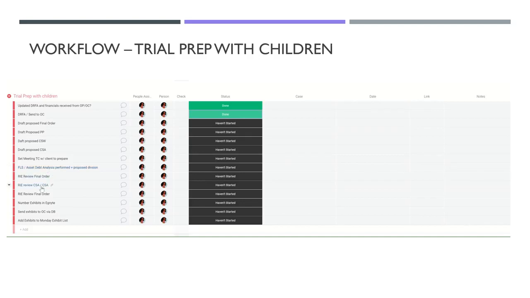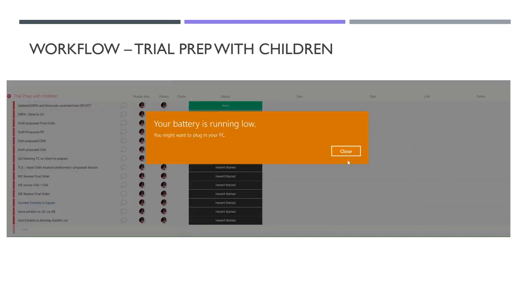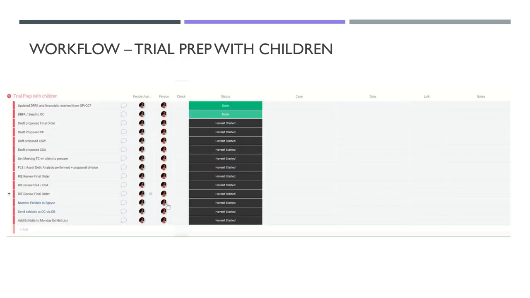Then I review the final order. I review the worksheets and the addendum. I review the final order. I number my exhibits in Ignite. I will show in a different video the paperless trial prep of how I do that.